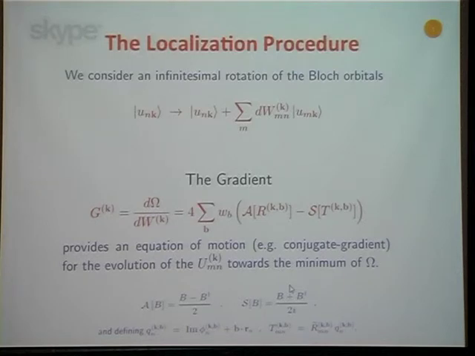And so then I can use a steepest descent or conjugate gradient algorithm to move in the direction of the gradient and keep rotating the orbitals until I've reached the minimum of the localization functional omega. Okay, this ends the math part. Are there any questions?